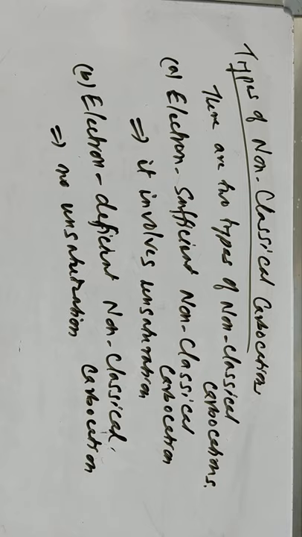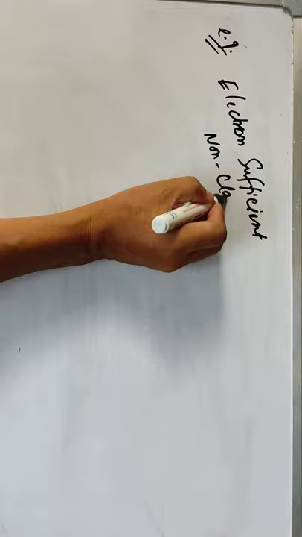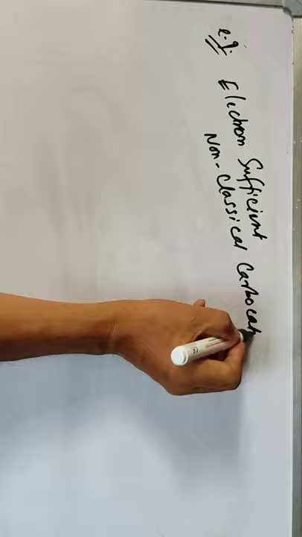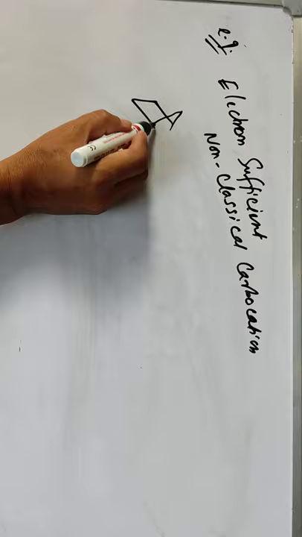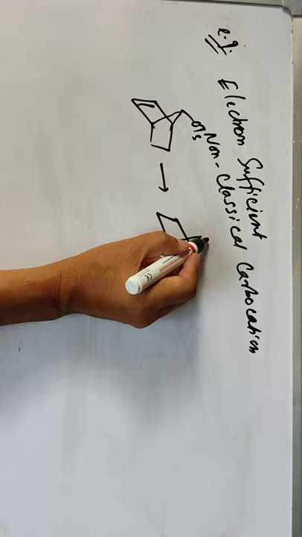So let us see some examples of these two types. First one, examples of electron sufficient non-classical carbocation. Many examples are here, so I'm giving one example. Bridged carbocations are here. So let us have this one. This has an OTs, a tosylate leaving group. Once it loses its tosyl group, we have a positive charge here, minus OTs, tosylate.